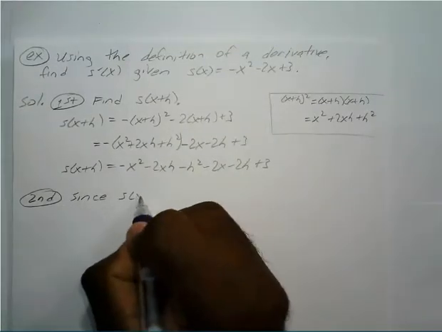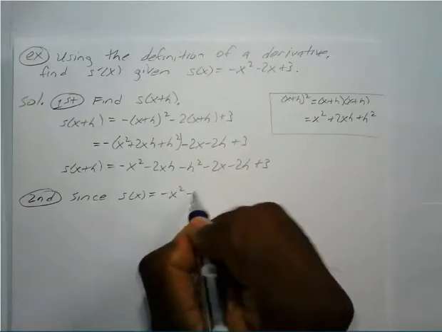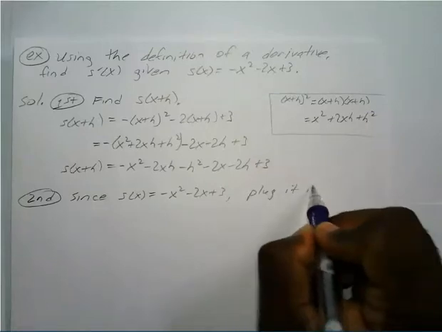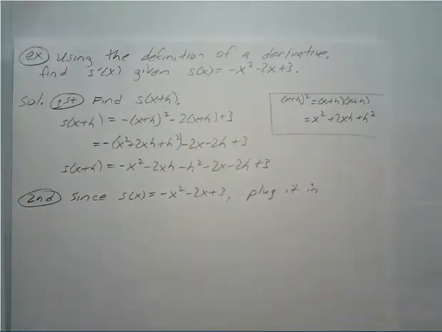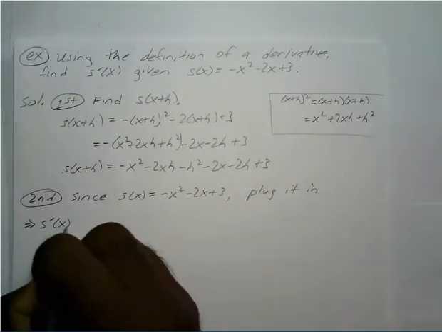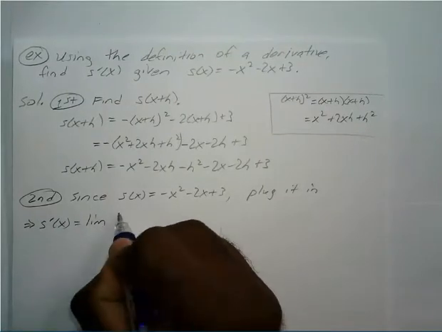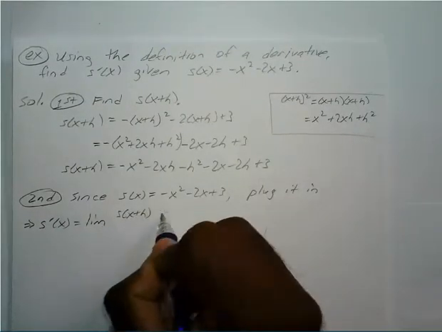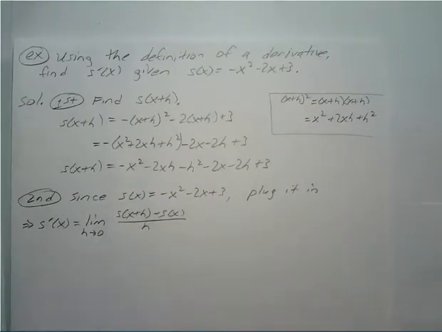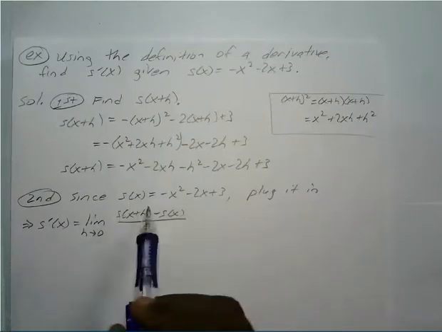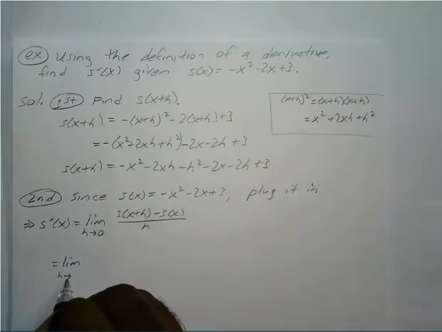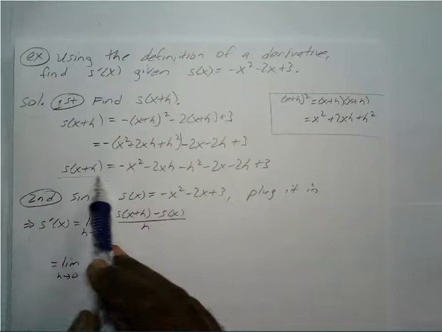Since our s of x is equal to negative x squared minus 2x plus 3, we just plug it in. All right, so our s prime of x is equal to the limit of s of x plus h minus s of x all over h as h approaches 0. Okay, so we go ahead and plug that in. So that's equal to the limit as h approaches 0. Remember, our s of x plus h is right there.